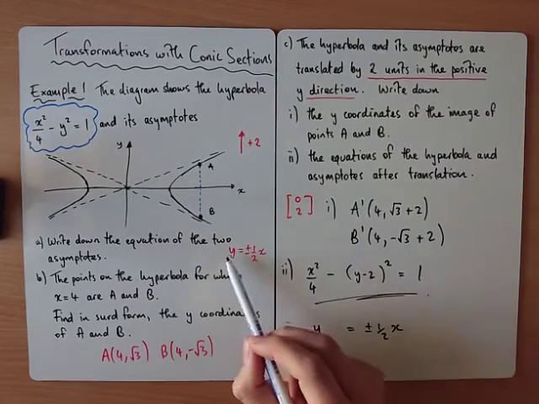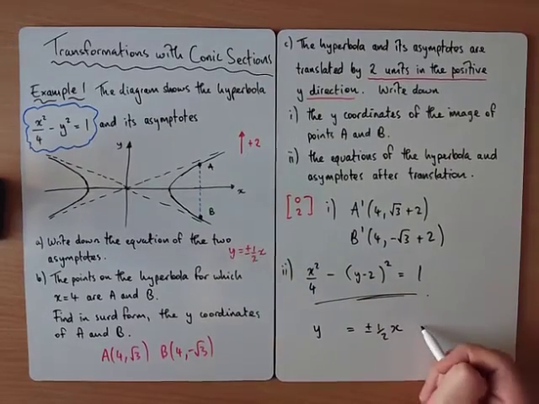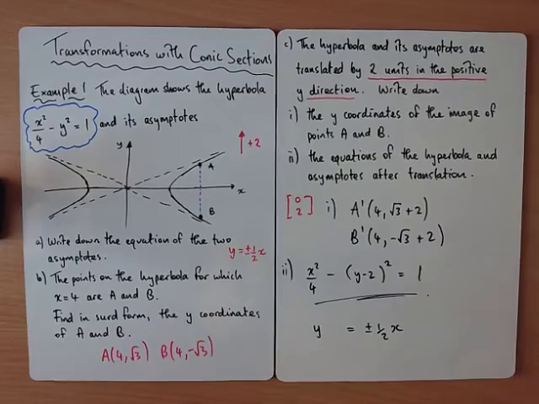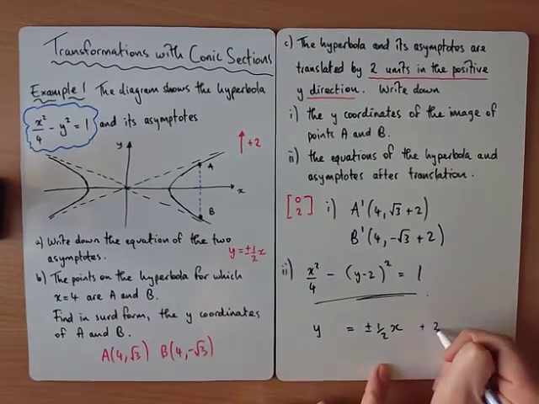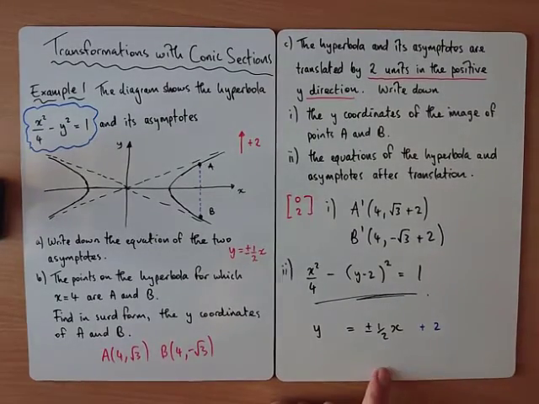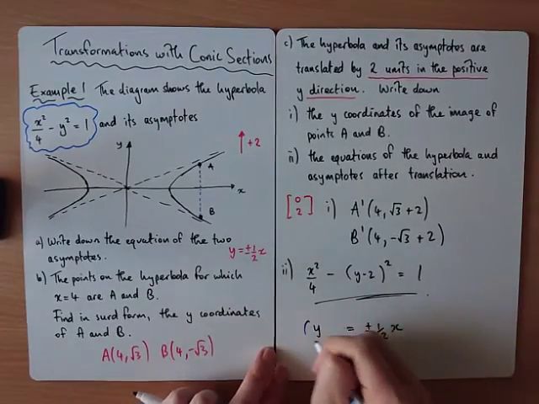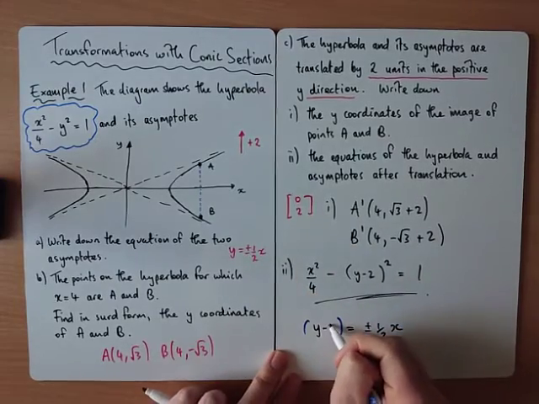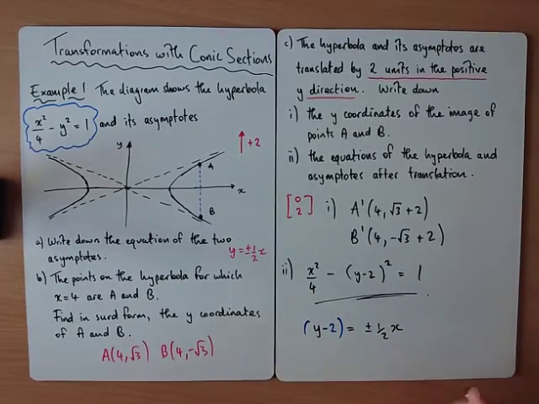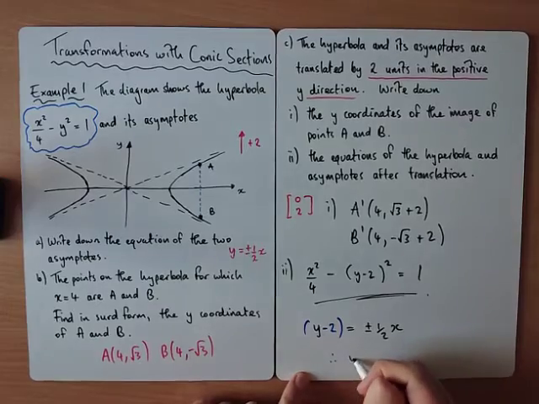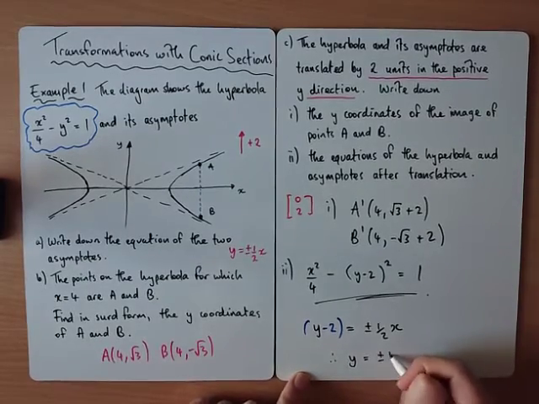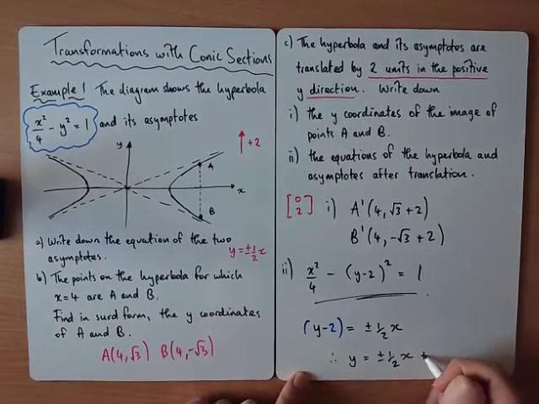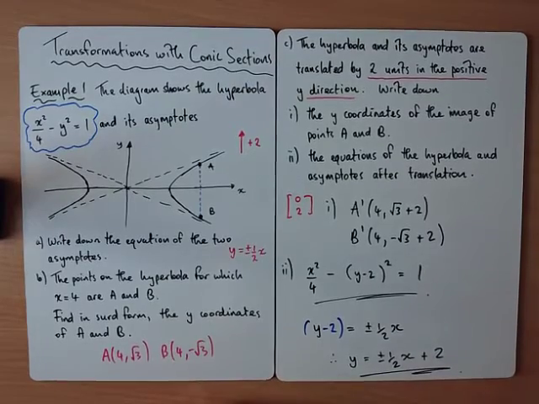And because this one is a y equals, you can just add 2 to that side if you want to. So you could just write plus 2, and that would give you the right answer. But just to get us used to thinking about what we should really be thinking about on this topic, if the translation is (0, 2), we're replacing y with y minus 2. So we could then say, therefore, y equals plus or minus a half x plus 2 would be our asymptotes.